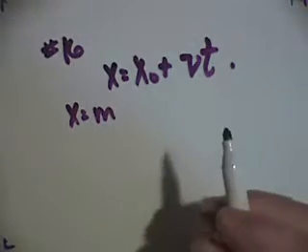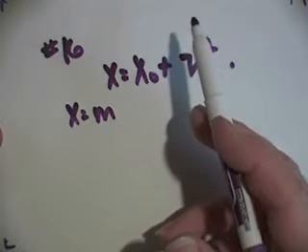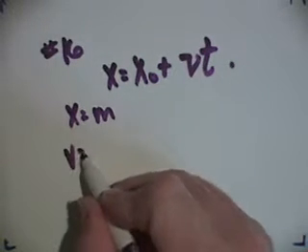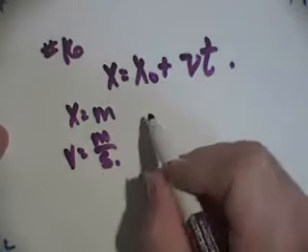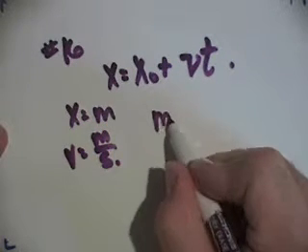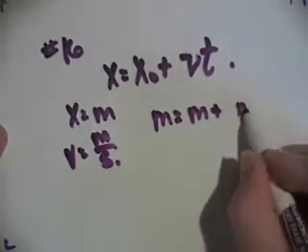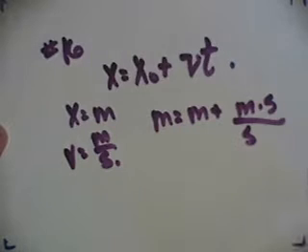or a measurement of length, and v is a measurement of velocity. V is meters per second. So let's plug into the equation, and we'll say that meters is equal to meters plus meters per second times time, which would be seconds.